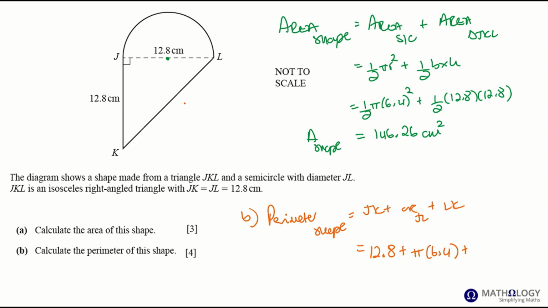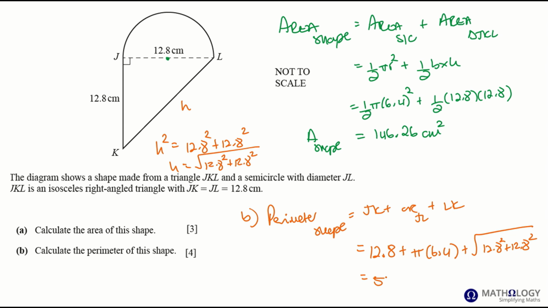And LK is the hypotenuse of this right angle triangle. So h squared using Pythagoras' theorem equals 12.8 squared plus 12.8 squared. So h will be the square root of 12.8 squared plus 12.8 squared. So we're just going to leave it like that for now and then just put everything into the calculator. That equals 51.01 centimeters.